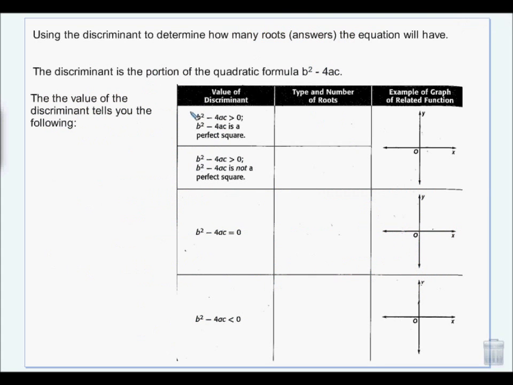Okay, next. We have the discriminant to determine how many answers to the equation we'll have and what kind. The discriminant is the part of the quadratic formula that's under the square root. So if it's greater than 0, so positive, and it's a perfect square, you get two real roots.